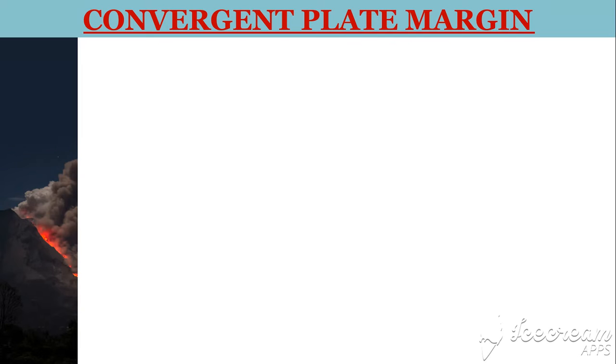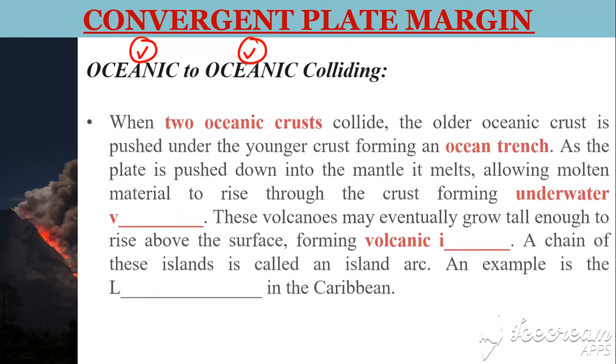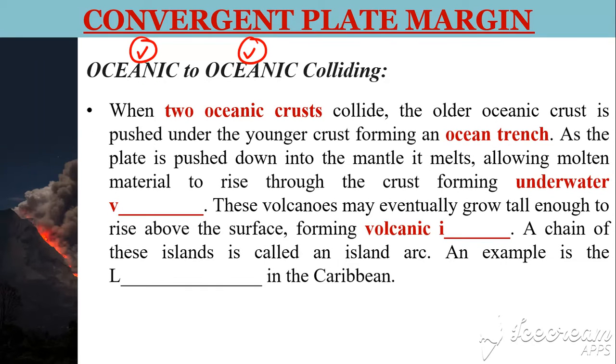The final type of movement under the convergent plate margin is when we have an oceanic and an oceanic plate colliding. Now, once we have two oceanic plates or crust colliding, the older one is going to be forced down into the mantle while the younger one stays on top. And this can usually form an ocean trench.